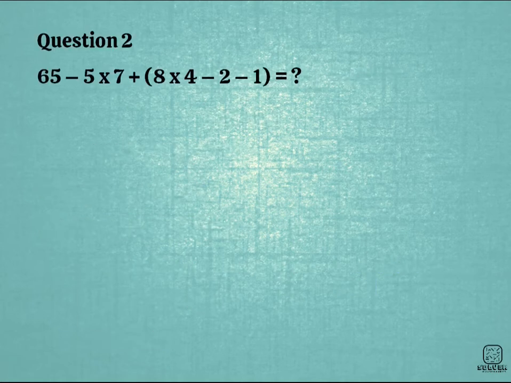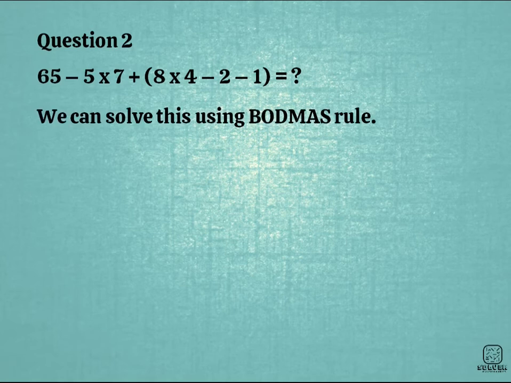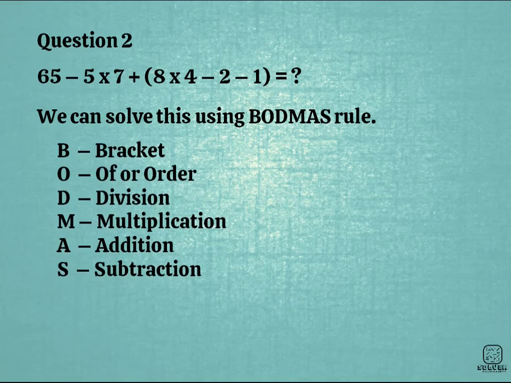The second question. 65 minus 5 into 7 plus (8 into 4 minus 2 minus 1) equal to what? Now, such questions we can solve using the Bodmas Rule. Now, what is the Bodmas Rule? I have already done a video on the Bodmas Rule. I will share the link below. Now, Bodmas is the order of operations. In such questions, we need to follow one order. In that order, first we need to do bracket, then of or order, then division, multiplication, addition and subtraction.